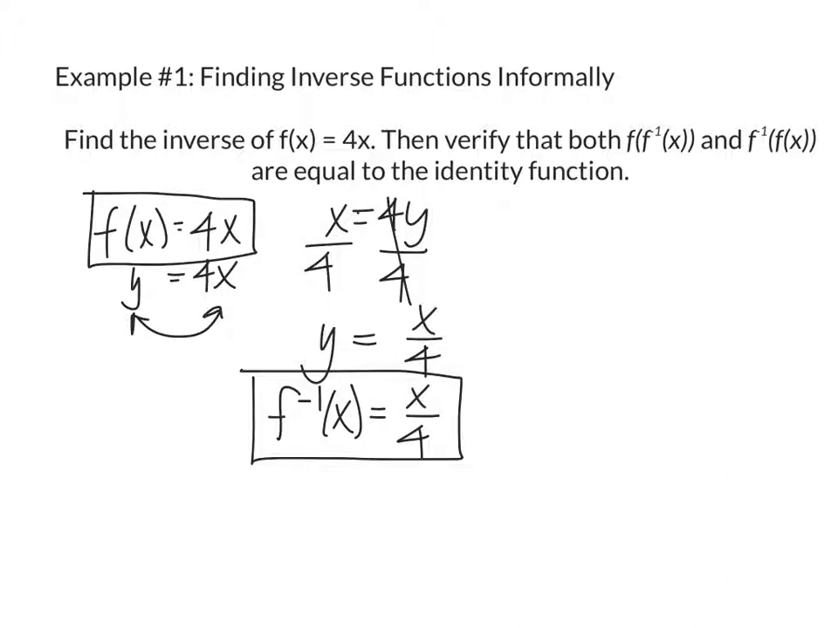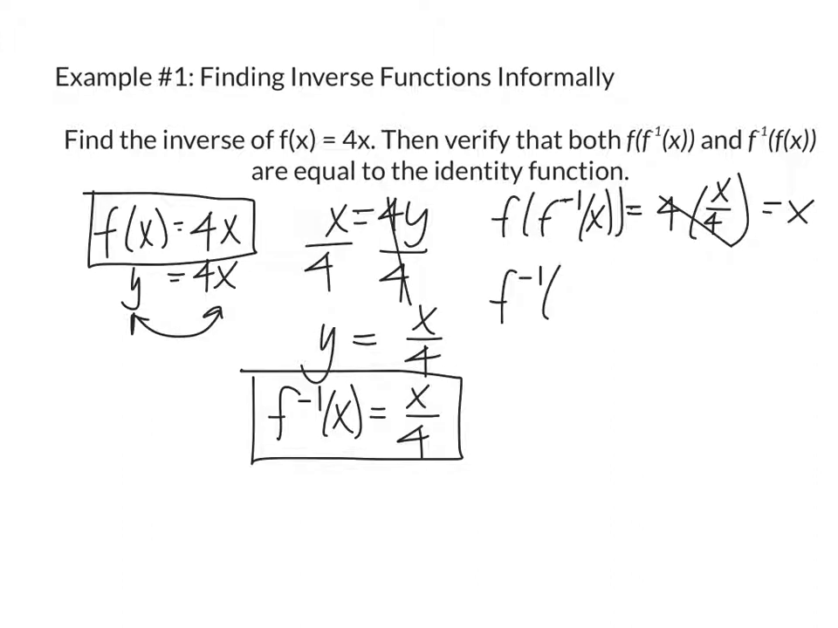So here's the inverse and here's the original. We're going to compose them into one another. If I do f of the inverse of f of x, I'm going to put the inverse into my function. So that will be 4 times x over 4. Well, the 4's will cancel to give me just x. That's what I wanted.